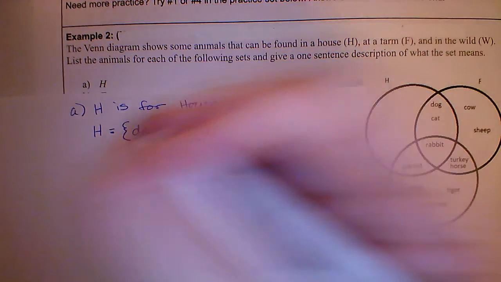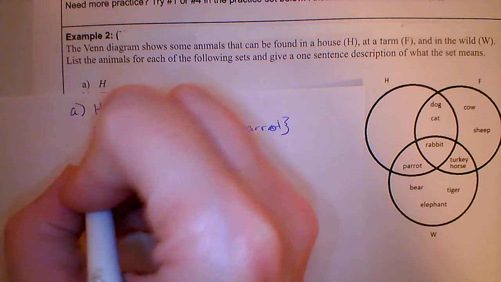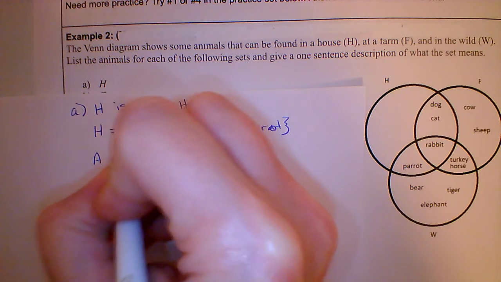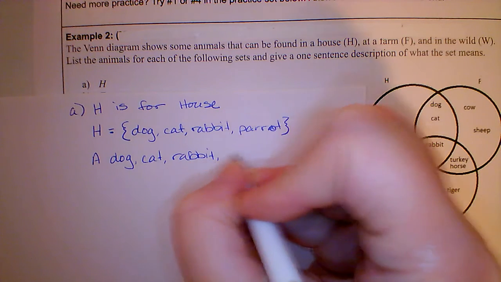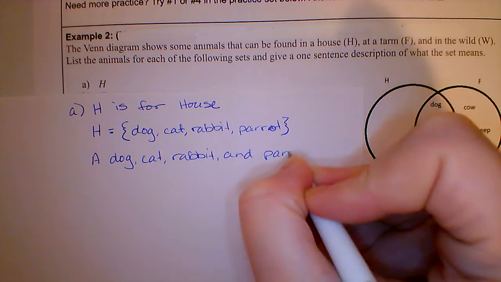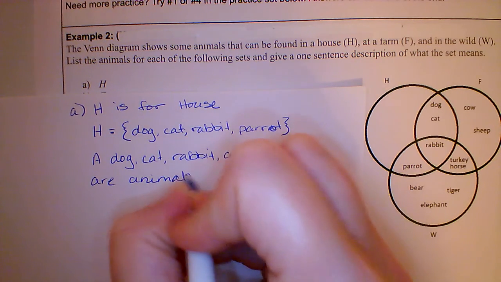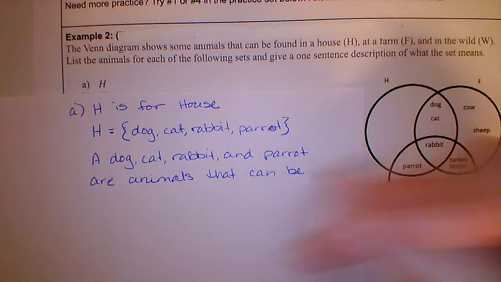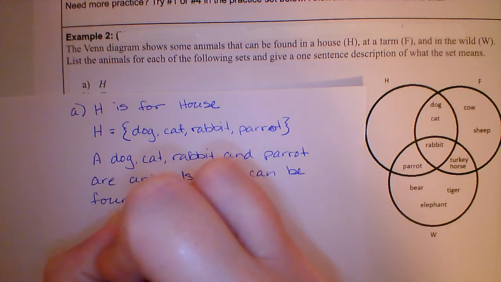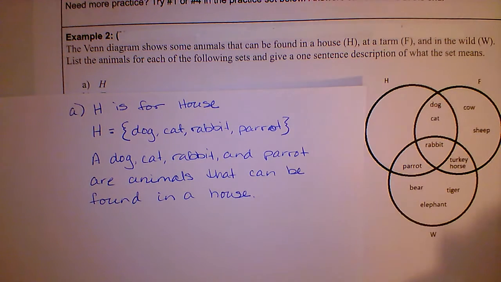So what does this mean? Okay, what this means is that a dog, cat, rabbit, and parrot are animals that can be found in a house. So this tells me these are the animals that can be found in a house.